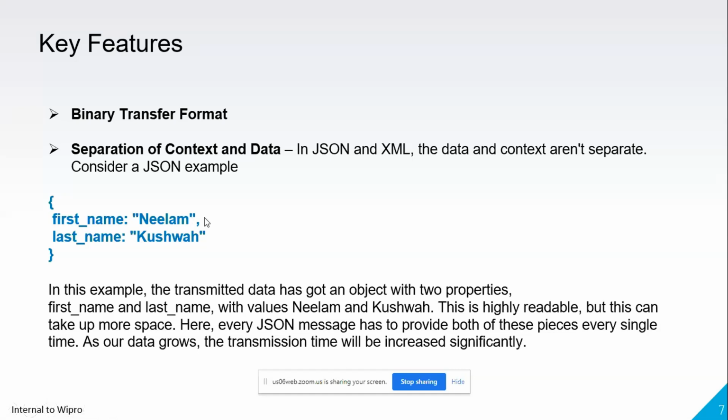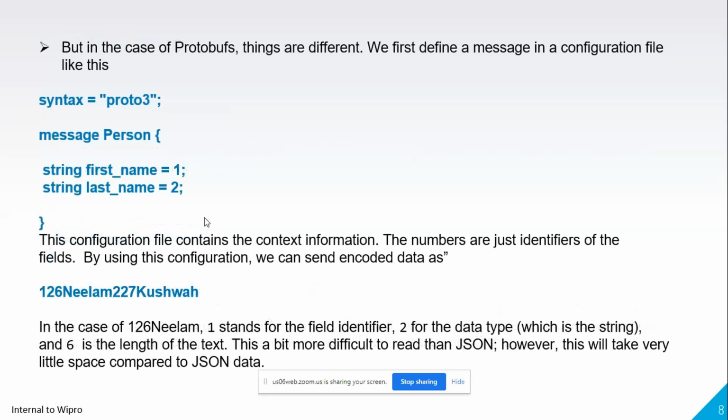In this example, the transmitted data is an object with 2 properties, first name and last name, with values. This is highly readable, but it can take up more space. Every JSON message has to provide both of these pieces every single time. And as the data grows, the transmission time will increase significantly. But in the case of Protobuf, things are different.